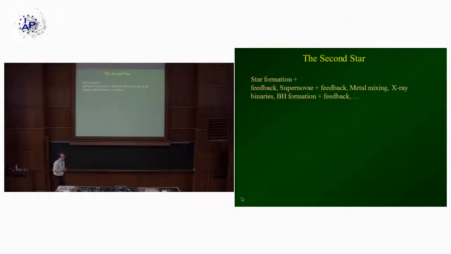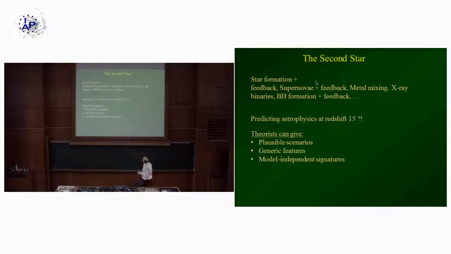So in addition to the difficult problem of star formation itself, you have feedback from the star, you have supernova formation, feedback, metal mixing, X-ray binaries, black hole formation, and the resulting various types of feedback. All of this stuff. So if you ask people who work on these subjects in the present universe, I think they would all say that none of these are understood in the present universe. So the idea of trying to predict this type of astrophysics in a new regime where there are essentially no observations is a very nice idea, but I suggest some caution.